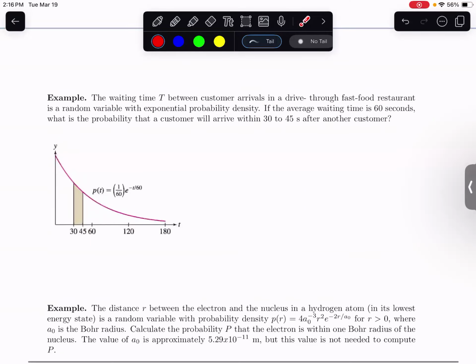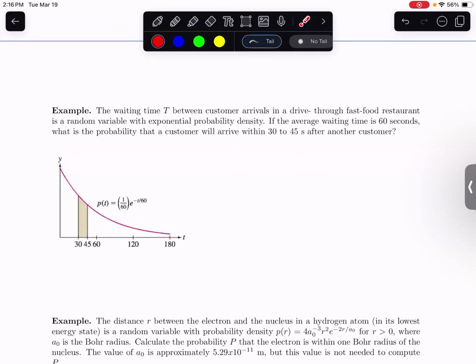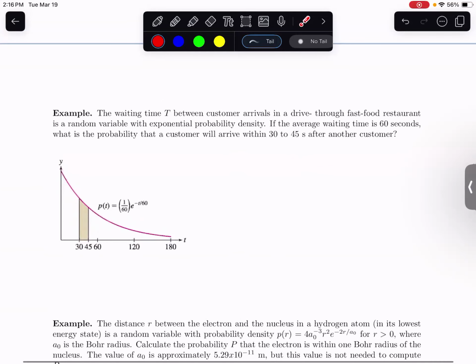When you're given these problems, it won't happen much in this class, but maybe in the future, if you want to determine waiting time or how long it takes for something to occur, the exponential density function is usually what you want to use to model that. And it says it explicitly in this problem. We want to use the exponential probability density function.